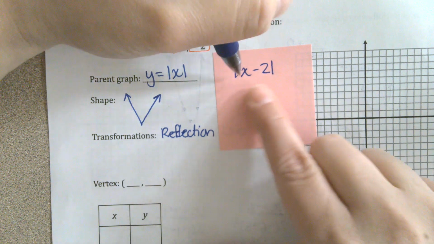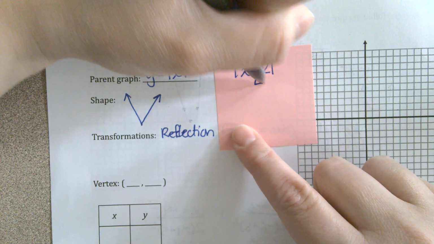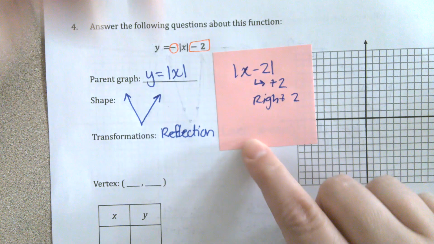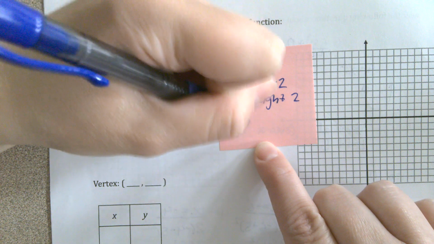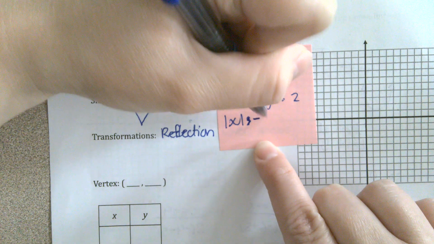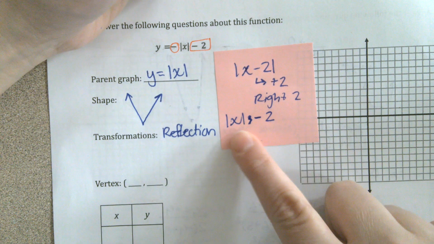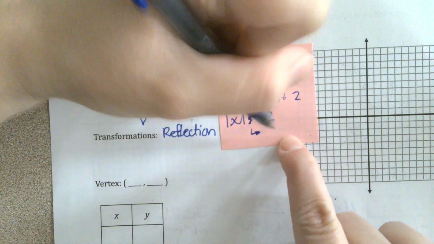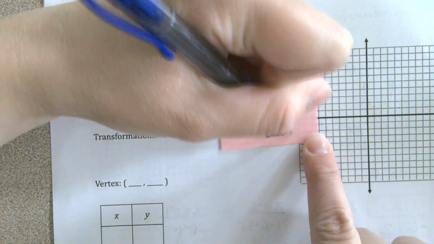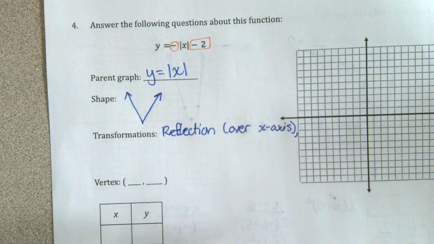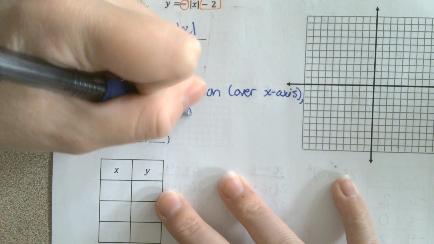If we have it inside with the x, we're going to interpret that as plus 2, so write 2. If it's completely outside of the absolute value, it's supposed to be a minus. Absolute value of x minus 2, this is up or down. So we read this as down 2. And this is our scenario. Down 2.